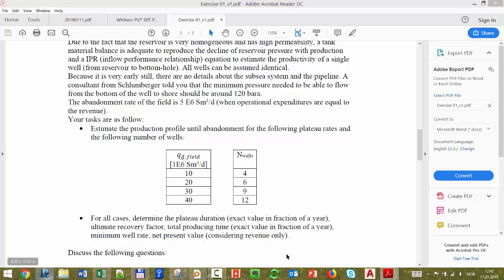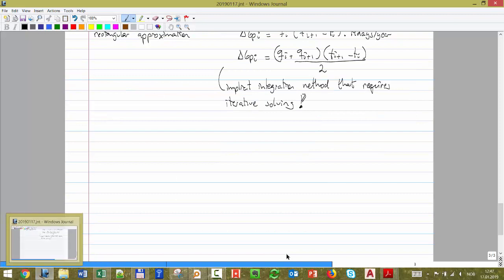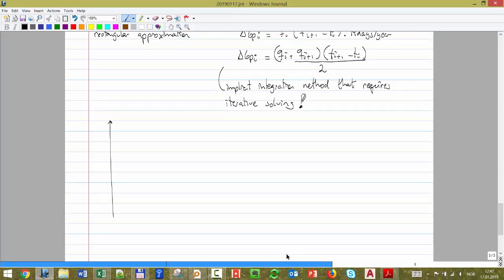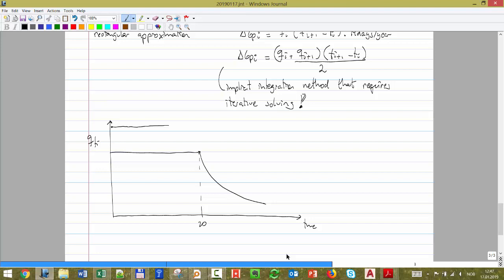So what do you think happens intuitively if you produce with a higher plateau? Let's make the base case here. You already know how it looks, time and Q of the field. The base case looks something like that, and then declining. And here we said this is around 20 years. What will happen if I produce at a higher plateau rate? Shorter plateau time, yes, intuitively, right? If I use a higher plateau rate, I should reach the end of the plateau sooner.